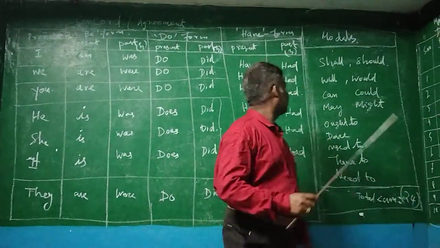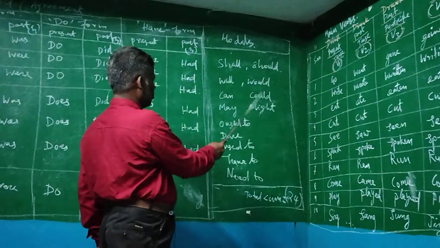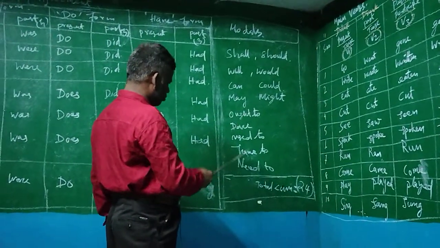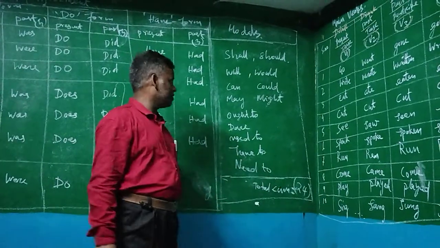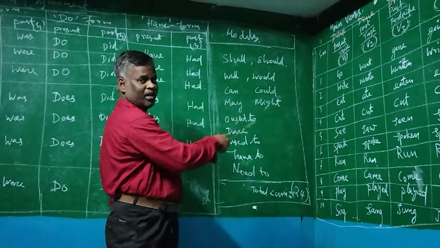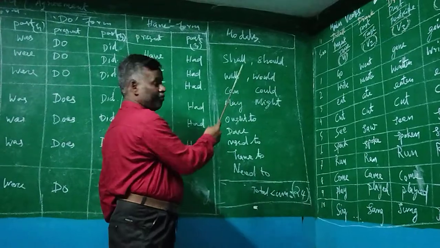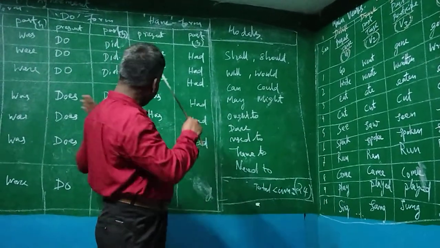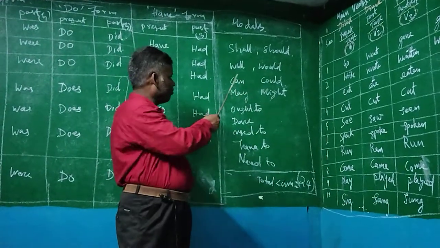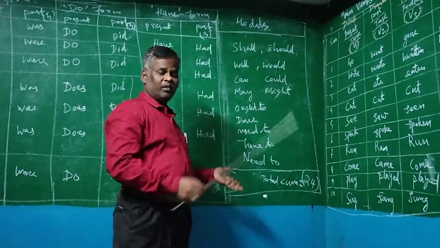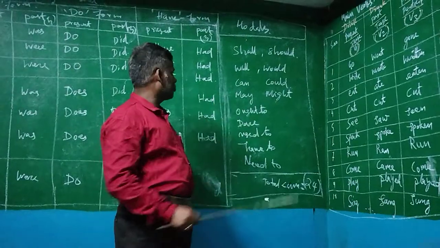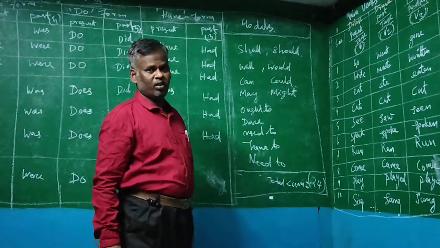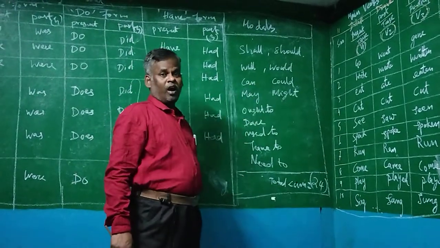Like that, the modal verbs: shall, should, will, would, can, could, may, might, ought to, dare, used to, have to, need to. There are a total number of them. For the future tense, we can use shall and will. For I and we, shall is used. For all the rest, will and would only. For raising questions, we also use them. I shall go to Chennai tomorrow. Yes, I shall go to Chennai tomorrow, future tense.